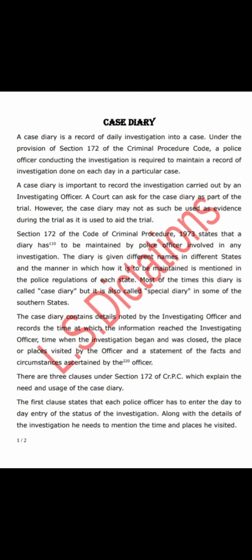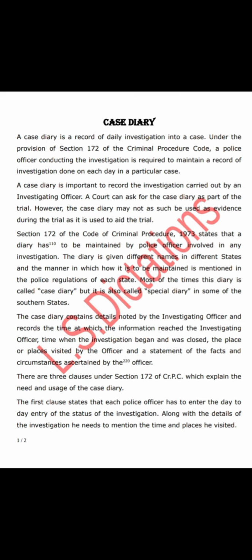A court can ask for the case diary as part of the trial. However, the case diary may not as such be used as evidence during the trial as it is used to aid the trial. Section 172 of the Code of Criminal Procedure 1973 states that a diary has to be maintained by police officer involved in any investigation.